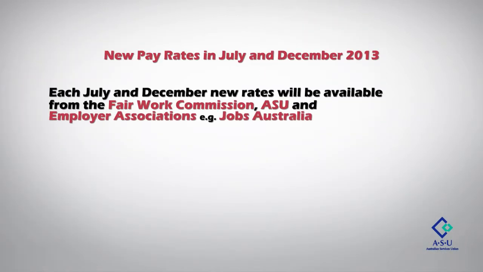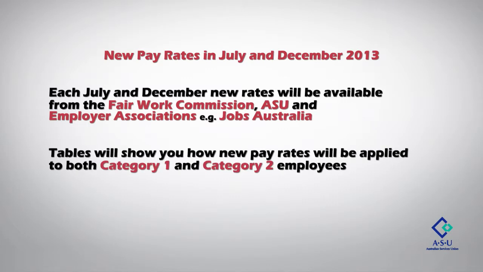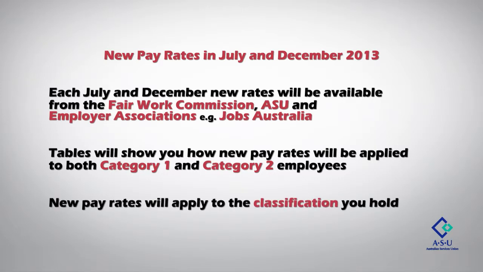Each July and December, new rates will be available from the Fair Work Commission, the ASU, and employer peak bodies like Jobs Australia. Tables will show you how the new pay rates will be applied to both Category 1 and 2 employees. The new pay rates will apply to the classification you hold. Take a moment to review this summary.